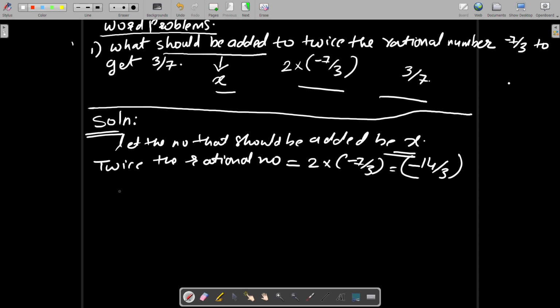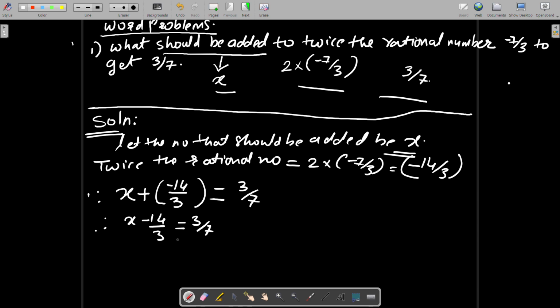Now what we have to find is that when we solve the equation we should get 3 by 7, right? Therefore x. Why x? Because here it is saying what should be added. So x should be added to which number? Minus 14 by 3 to get what? To get 3 by 7. This is the form of the equation we are having. I hope everyone understood till here. Therefore now when we open up the brackets, we have x minus 14 by 3 is equal to 3 by 7.